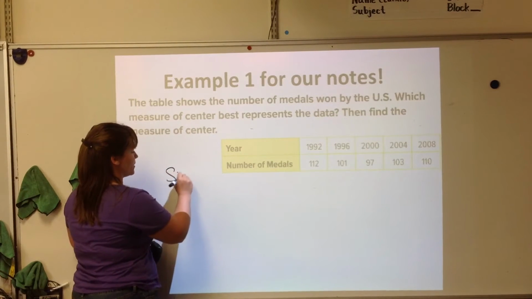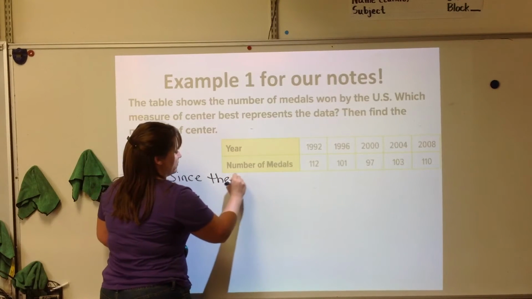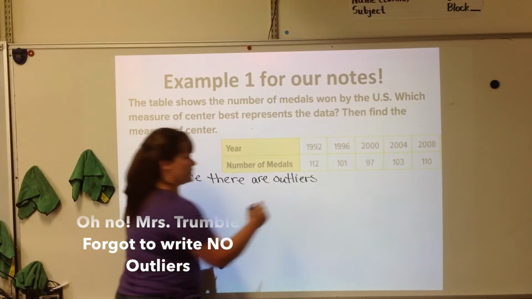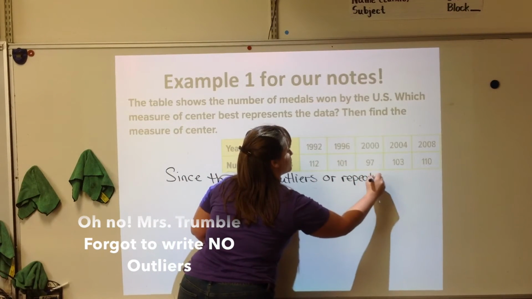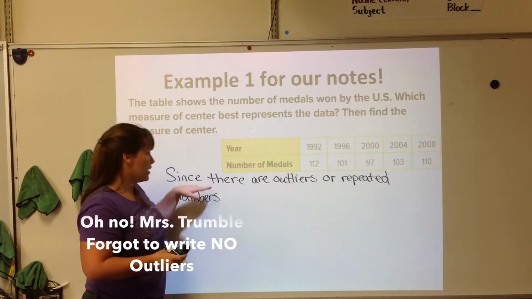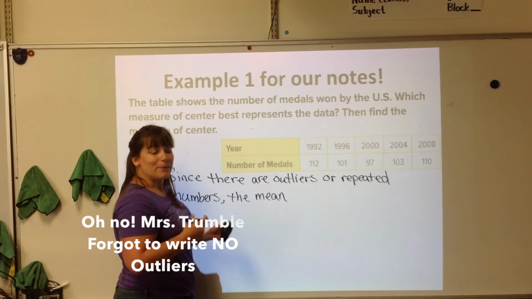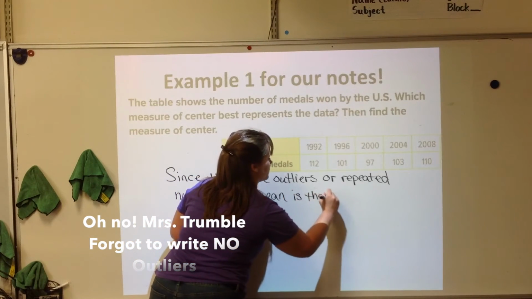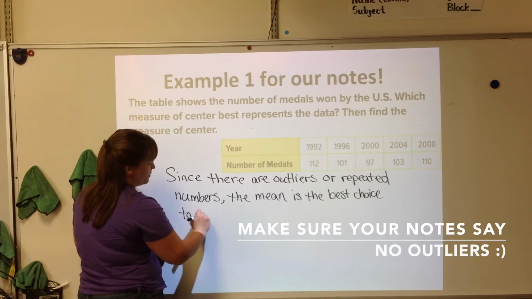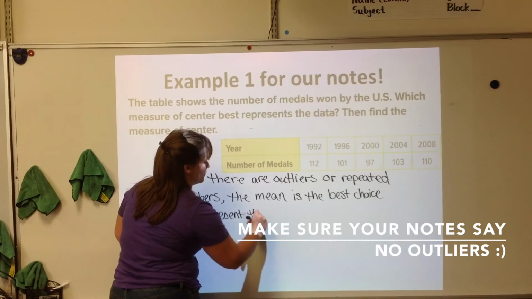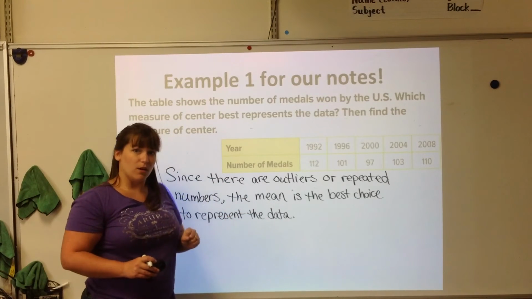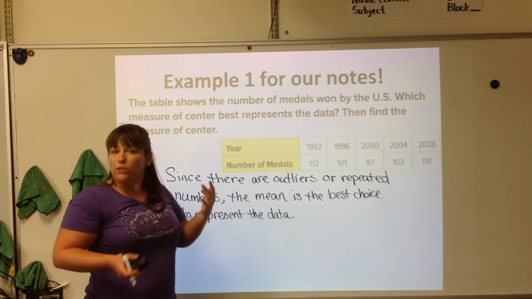So since, and it's going to be a sentence, since there are no outliers or repeated numbers, and again the repeated numbers are because of the mode. There is no mode and there are no outliers. Because of that, the mean is the best choice to represent the data. So in one sentence, we explained why we chose the mean as the best measure of center to represent the data.